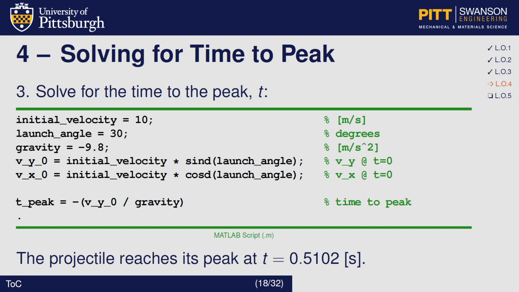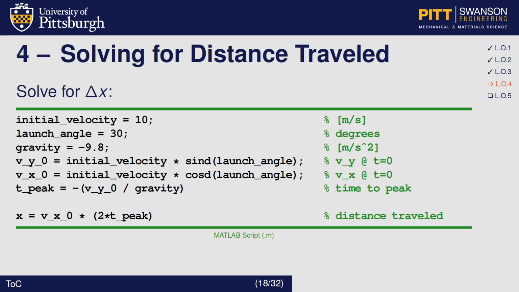the trajectory. And finally, the moment we've been building towards, the total distance is found by implementing the equation denoted as step 2 earlier in this lecture. Again, the parentheses here are not strictly necessary, but they do help to convey that the term 2 times t peak is distinct from the multiplication step with the velocity component. The total distance traveled is found to be 8.837 meters.